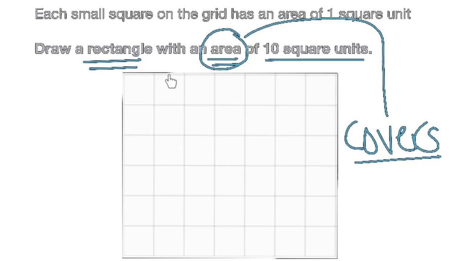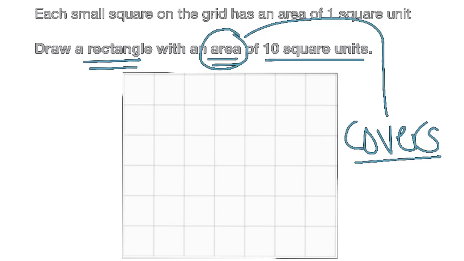We could try just drawing a rectangle right across this top row until we get 10 square units. But the problem there is there's only 1, 2, 3, 4, 5, 6, 7 square units going across the top. So we can't just do one long row of 10 square units. We can't do one long column either because 1, 2, 3, 4, 5, 6. Only 6 square units, so we can't draw a rectangle going down like that either because we need 10 square units.